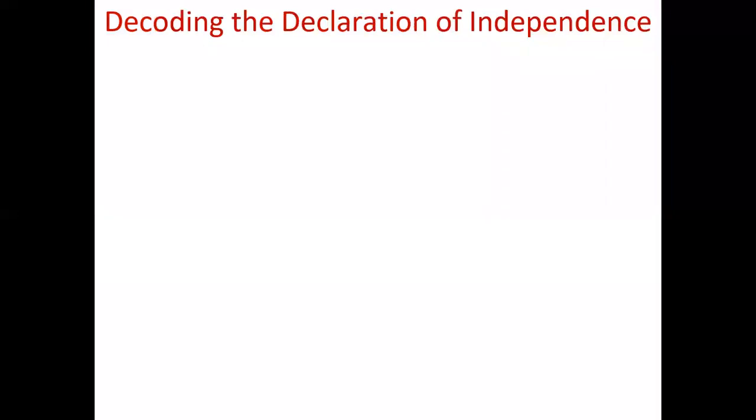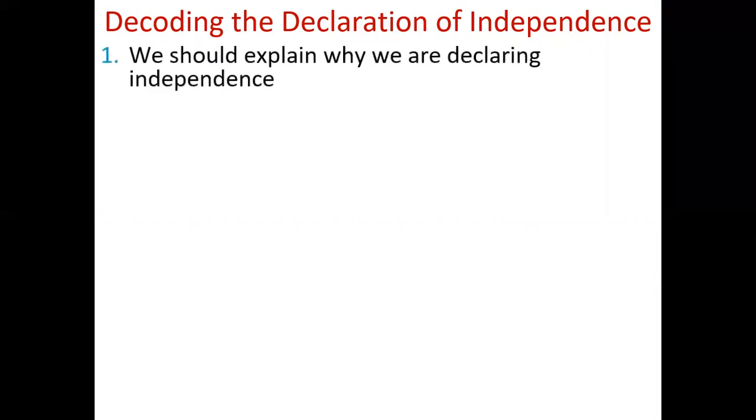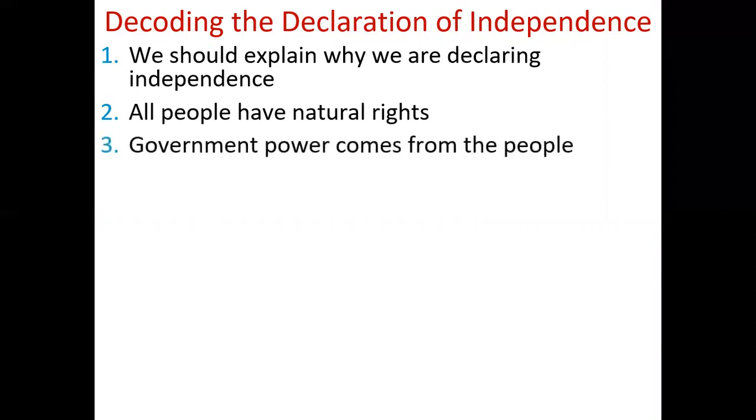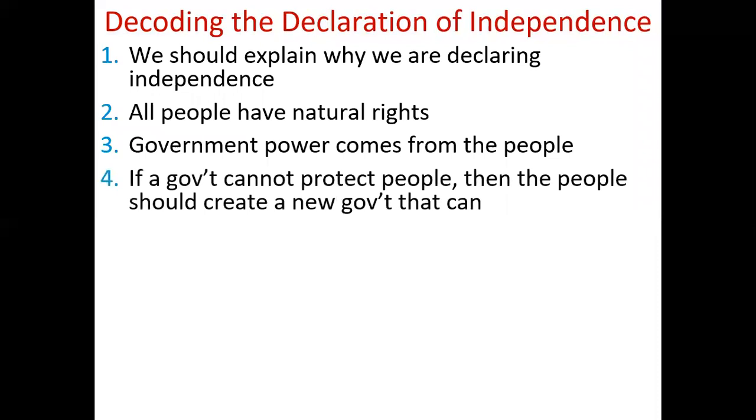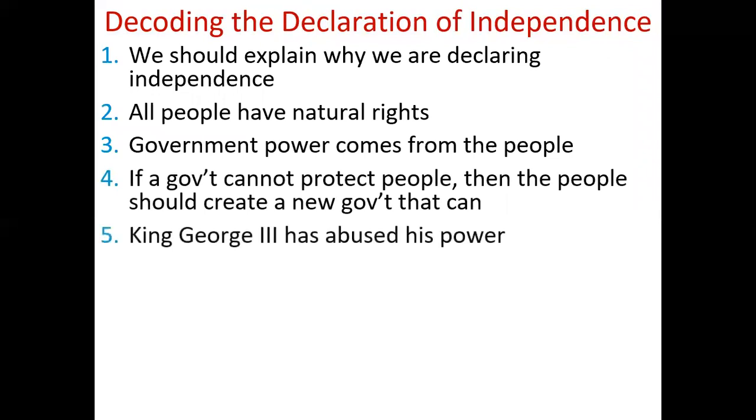All right, so let's take a look at some of the things that are basically being talked about in the Declaration. We should explain why we are declaring independence. All people have natural rights that should not be infringed upon. The government's power comes from the people. You're not born with it, you are allowed to have it. If a government cannot protect people, then the people should create a new government that can.